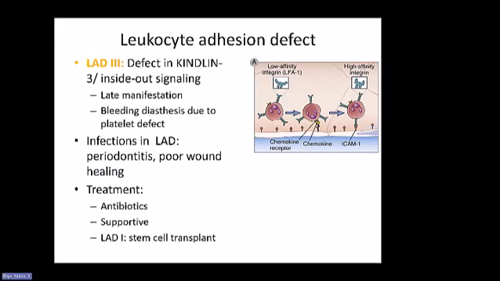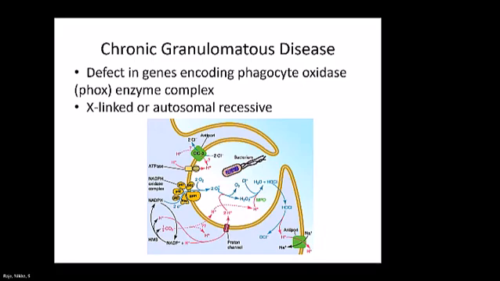Typically in LAD, infections are caused due to poor wound healing. They have skin and subcutaneous infections, and periodontitis that they can present with. Treatment, again, here is antibiotics, supportive therapy. If it's LAD type 1, which is the most severe form, these patients need stem cell transplant for survival. Next one is chronic granulomatous disease.